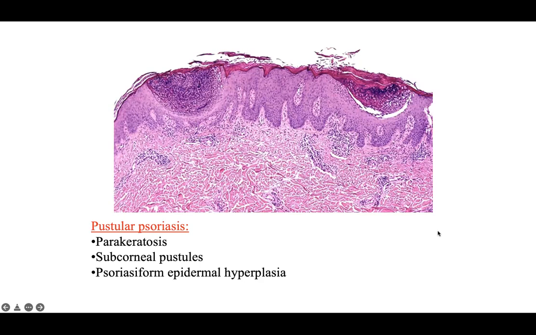eosinophils, whereas in acute generalized exanthematous pustulosis, you will see more eosinophils, not only in the dermis, but in the epidermis and even in the pustule itself.